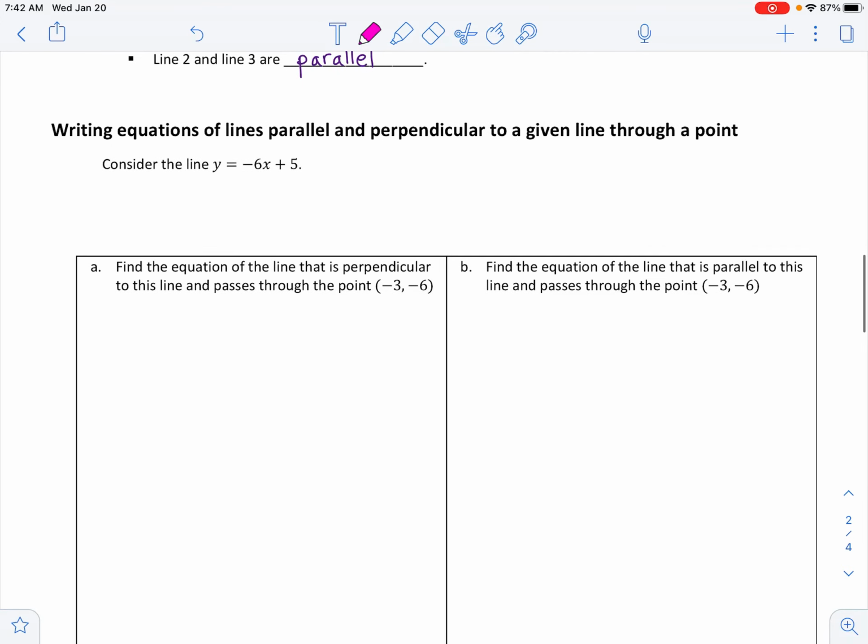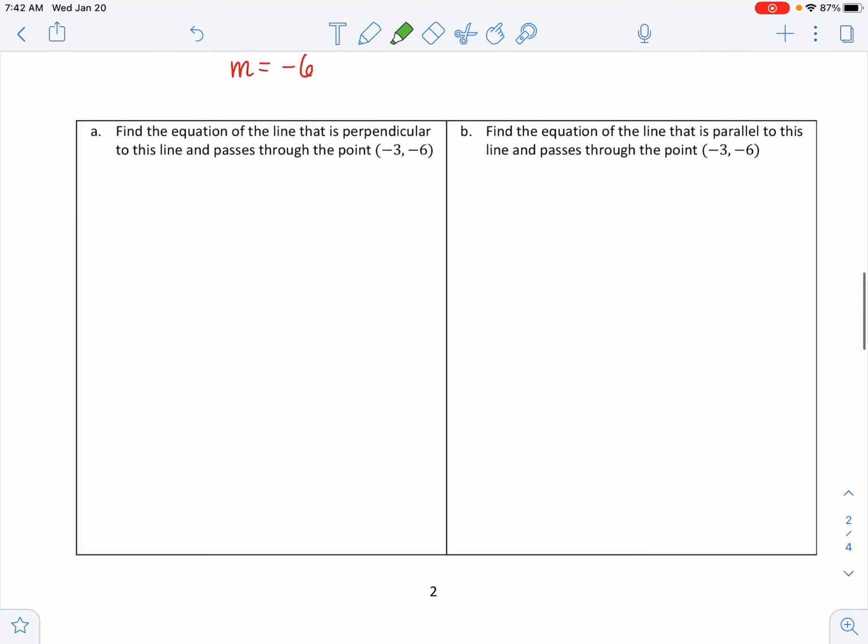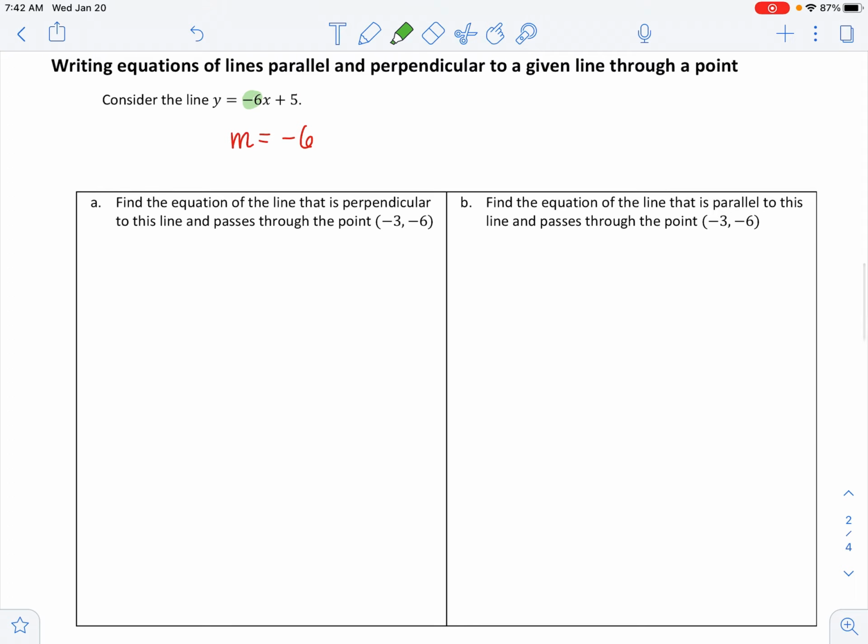All right, in this video, we are going to write equations of lines parallel and perpendicular to a given line through a point. Consider the line y equals negative 6x plus 5. In this given equation, we can tell that the slope is negative 6. In part A, we're going to write the equation of the line that is perpendicular to this line.